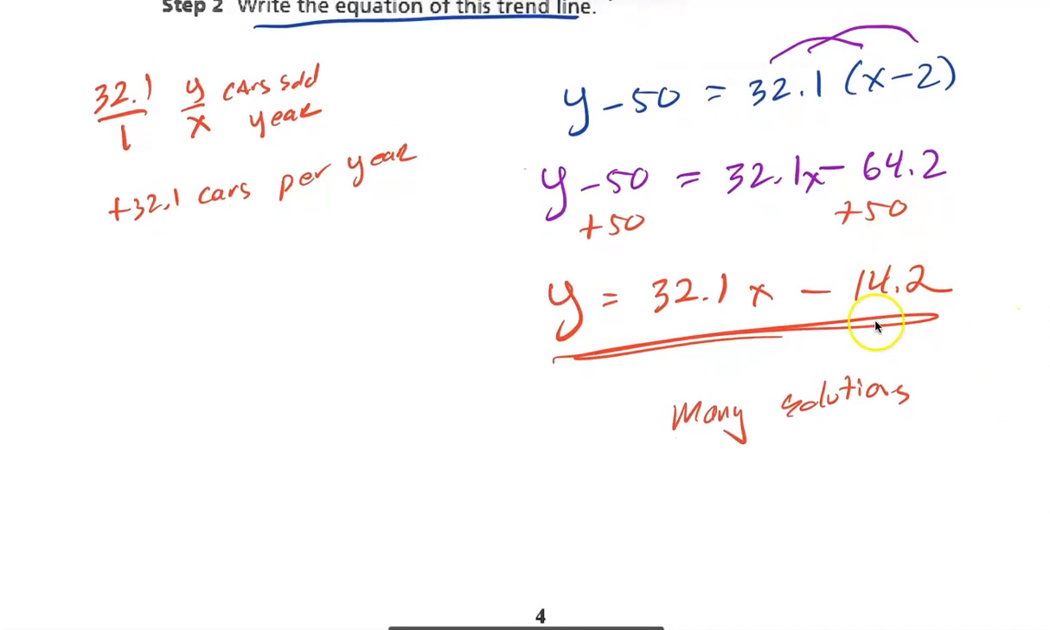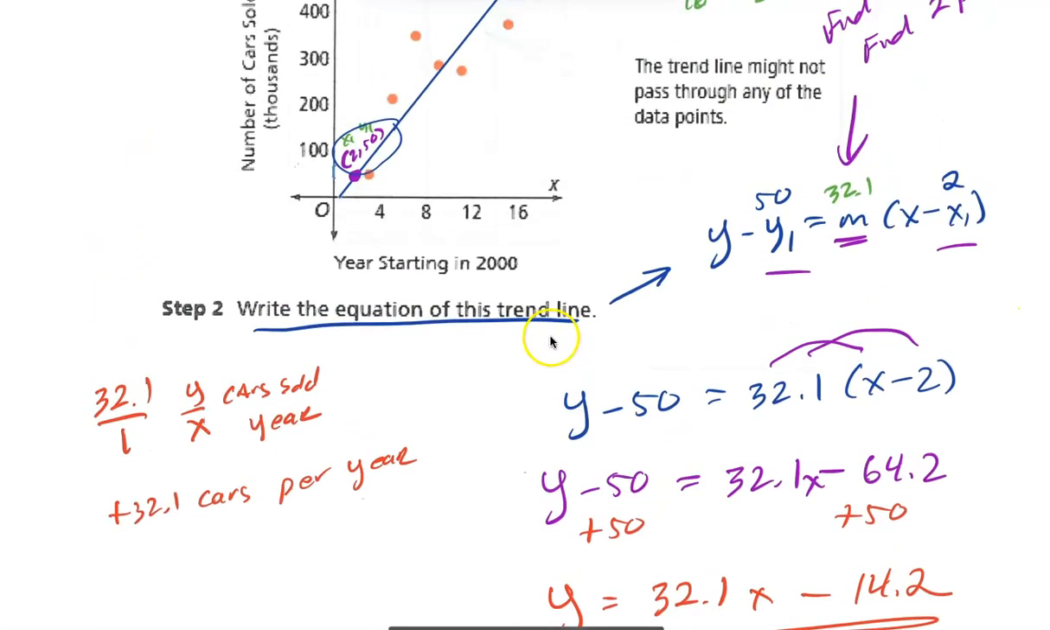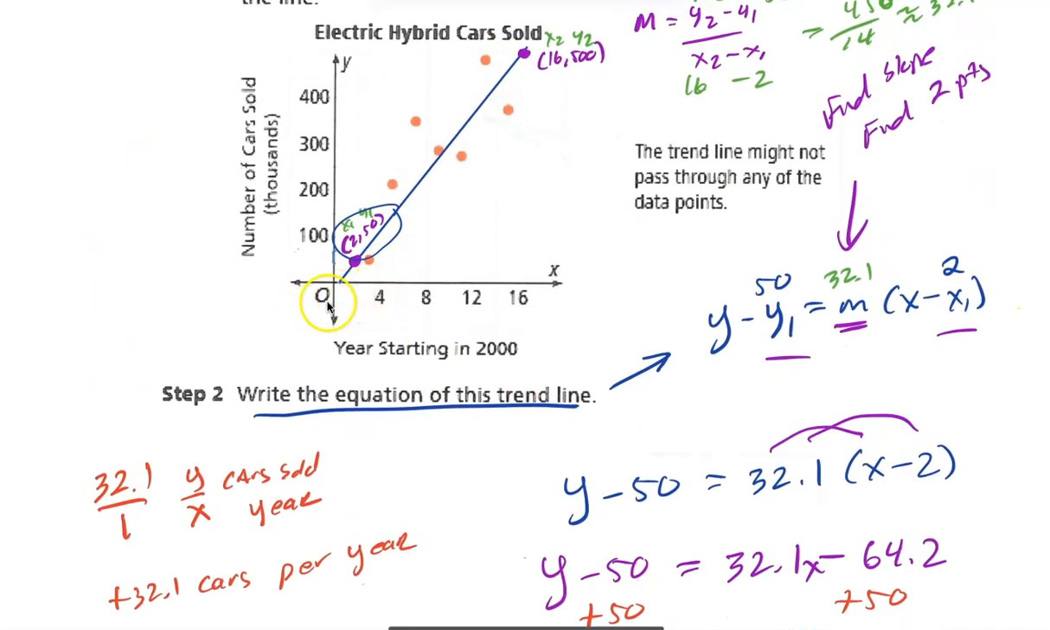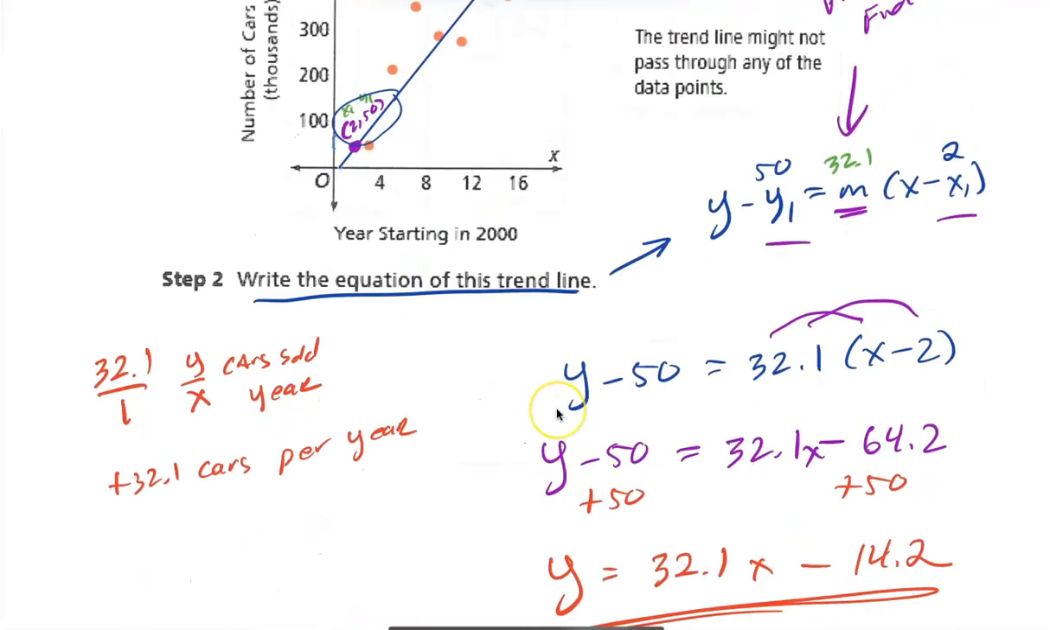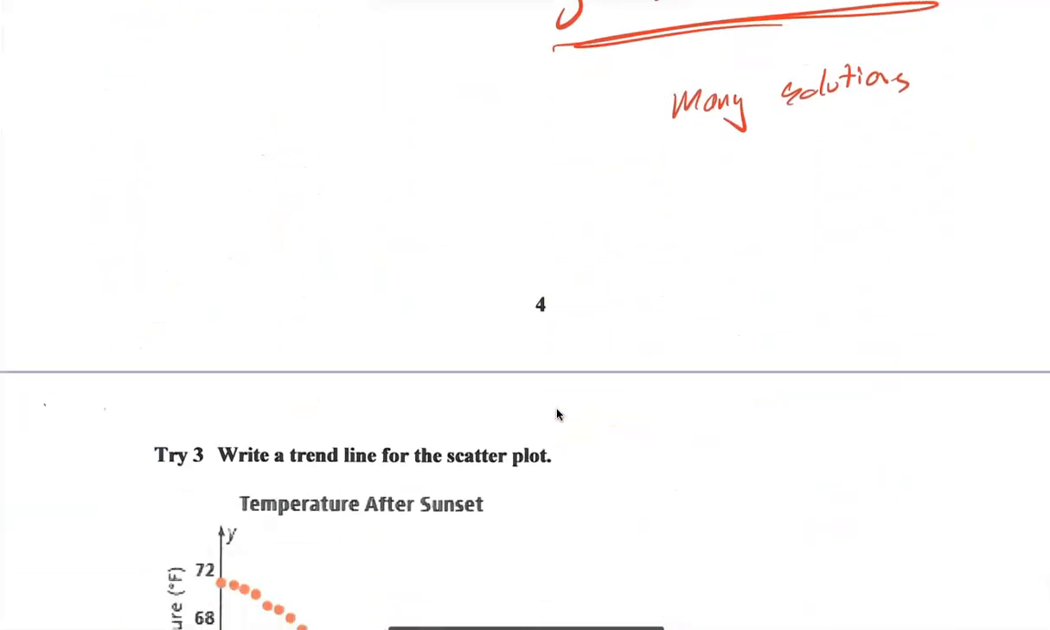And remember what our y-intercept means? Negative 14.2. In this case, it doesn't really make sense. It would say we're selling negative 14.2. That's where we started off. But keep in mind, it is just an estimation since we're doing a trend line. That's the idea of that. Okay, let's go on to the next one.